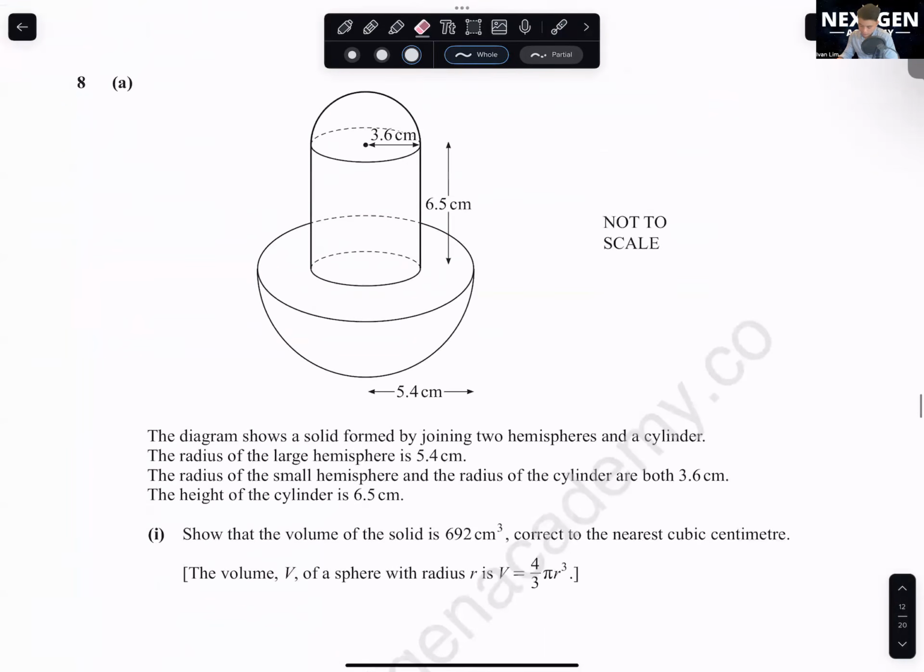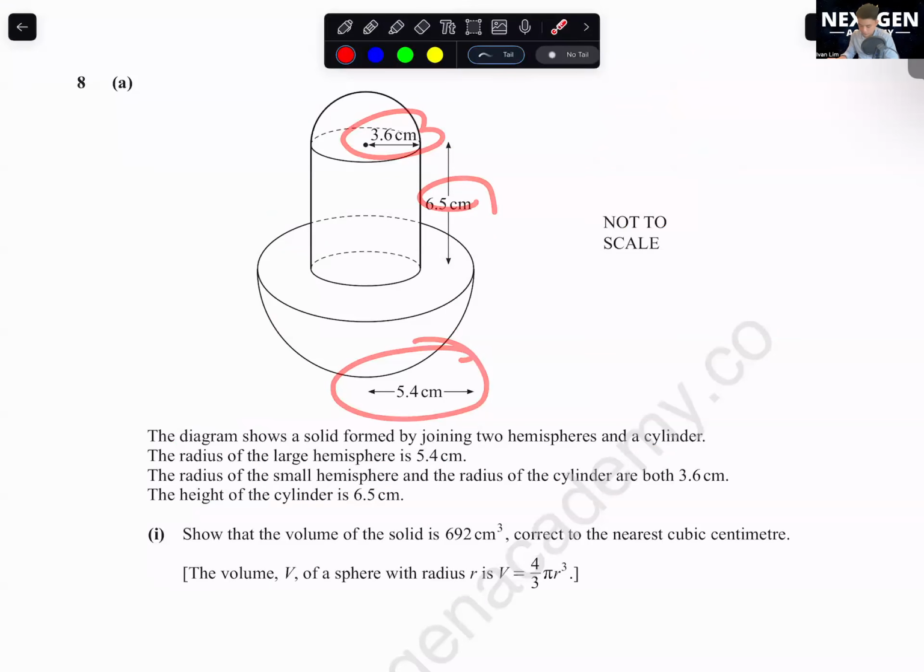Question 8. The diagram shows a solid formed by joining two hemispheres and a cylinder. The radius of the large hemisphere is 5.4 cm. The radius of the small hemisphere and the radius of the cylinder are both 3.6 cm. The height of the cylinder is 6.5. Basically everything that's listed here. Show that the volume of the solid is equal to 692, correct to the nearest cubic centimeter. Let's break it down part by part. I'll call this A, B, and C.